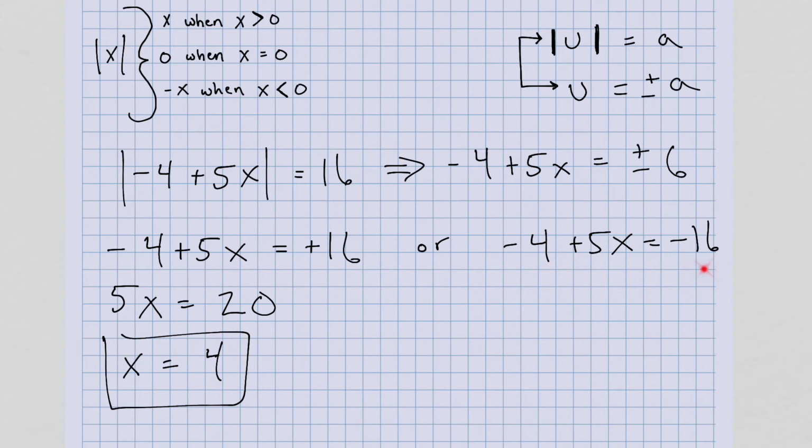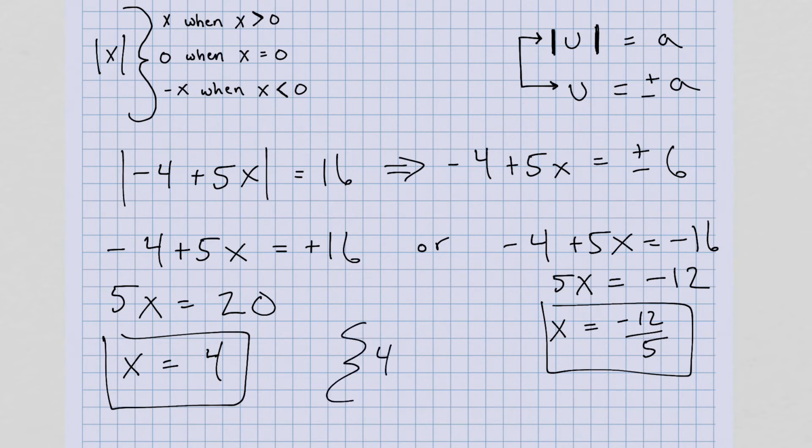Over here, once again, 4 is being subtracted, so to get rid of it we add 4 to both sides. That gets rid of it on the left-hand side, and we're left with 5x equals negative 16 plus 4. Negative 16 plus 4 gives us negative 12. Now we divide both sides by 5, so we get x equals negative 12 over 5. There's our solution set: 4 and negative 12 over 5.